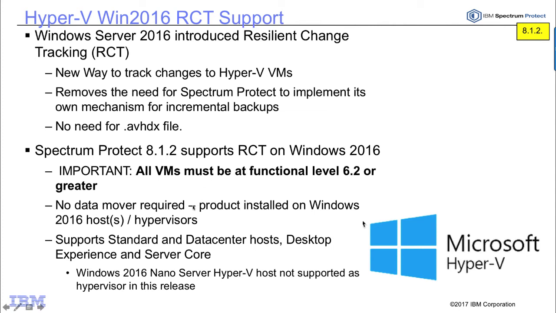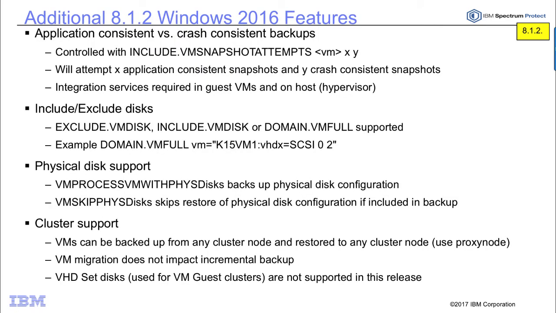The install of this is very easy. It doesn't have a data mover architecture. You just install the product on your Windows 2016 hypervisor. Now, we do support standard and data center hosts and both the desktop experience and server core modes. Currently, we do not support Windows 2016 Nano as a host, but we do support it as a guest in Microsoft Hyper-V. Now, in addition to supporting RCT, we've also added some additional features to the product and to Windows 2016 support when you're using RCT.